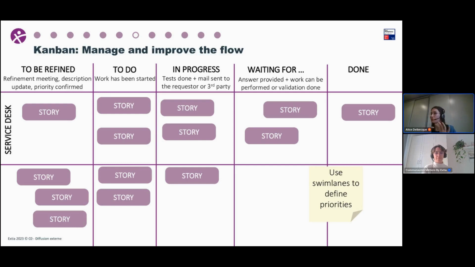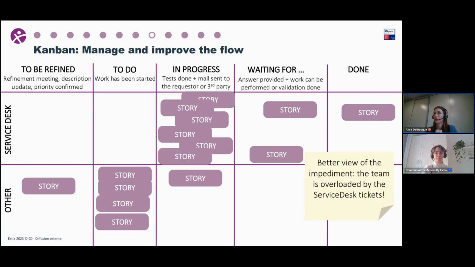And so if we are setting some priority like that, we will be able to identify the problem much faster. So here, in this example, we can see where the impediment is. All the team is overloaded by the service desk tickets. And so we can also see that they are not able to work on the development part because there are really too many things to do on this part.